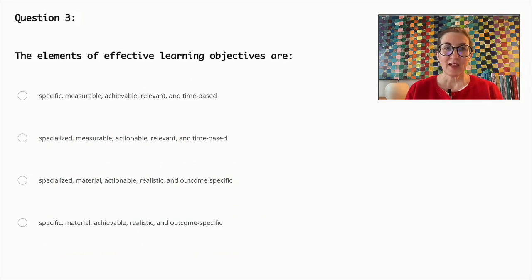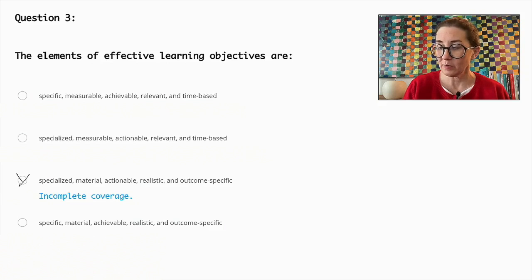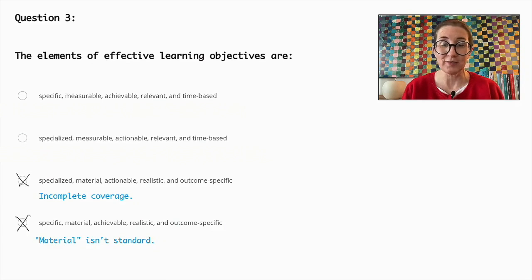Question number 3. The elements of effective learning objectives are specific, measurable, achievable, relevant, and time-based. Specialized, measurable, actionable, relevant, and time-based. Specialized material, actionable, realistic, and outcome-specific. Or specific, material, achievable, realistic, and outcome-specific. When discussing effective learning objectives, we all think of the acronym SMART. That said, we can eliminate the bottom two as they do not fit into that acronym.